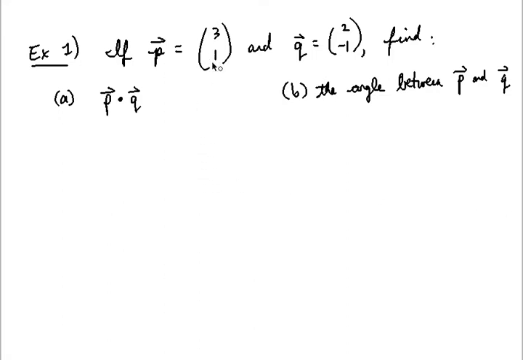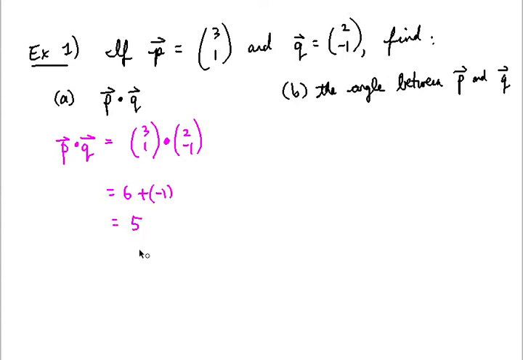P is (3, 1) and Q is (2, -1), and those are both vectors. What is P dotted with Q? We know how to find the dot product. The dot product of P and Q would be (3, 1) dotted with, notice I'm putting a big dot here, (2, -1). So that would be 3 times 2, which is 6, plus 1 times -1, which is -1, so that would be 5. So 5 is the dot product.